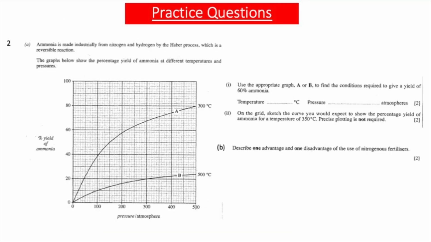So here's our second practice question. Once again, read through the question, pause the video, have a go at it, and then we'll go for the answers.